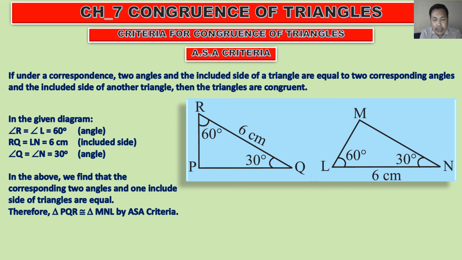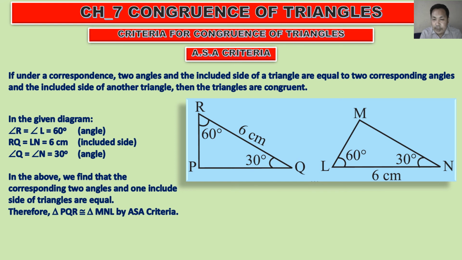Two angles of a triangle are equal to the two angles of the other triangle, and these angles are the corresponding angles. Angles forming on the corresponding points are said to be corresponding angles. These corresponding angles, that is angle R and angle L, are the same. Another angle, again another corresponding angle.